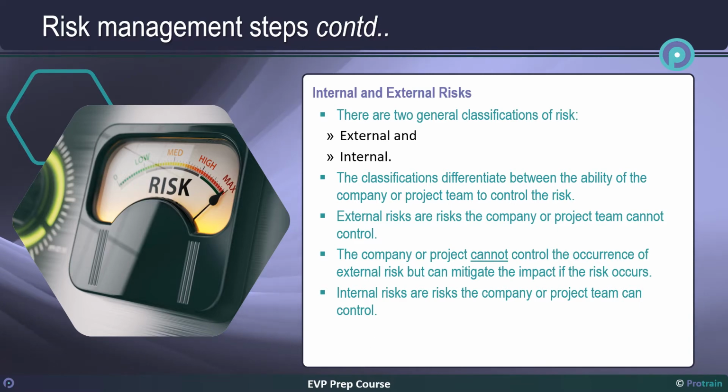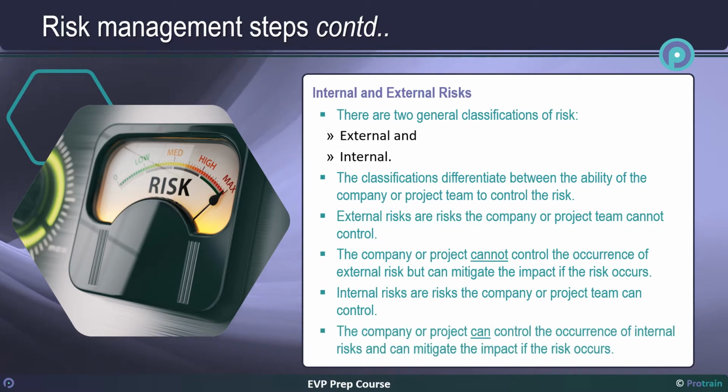The company or project can control the occurrence of internal risks and can mitigate the impact if the risk occurs. We shall discuss internal and external risks specific to capital project in next 2 slides.